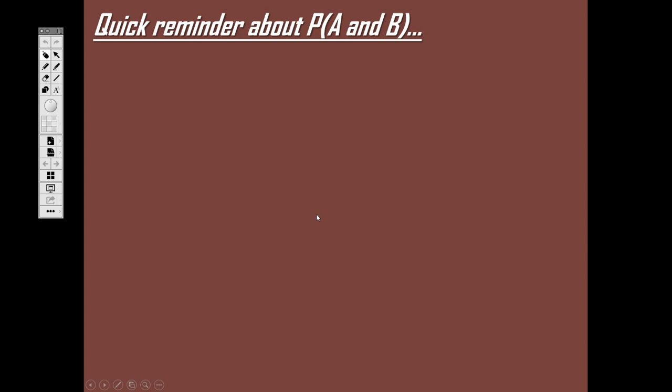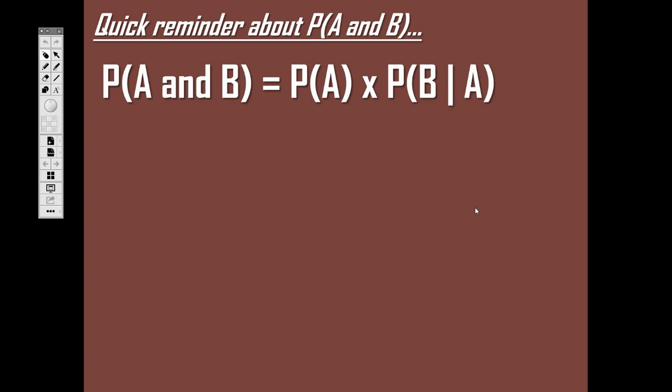So before we start, quick reminder about A and B. We know that the probability of A and B is equal to the probability of A times the probability of B given A. This actually comes right from the definition of conditional probability if we divided both sides by probability of A. That is the conditional definition.